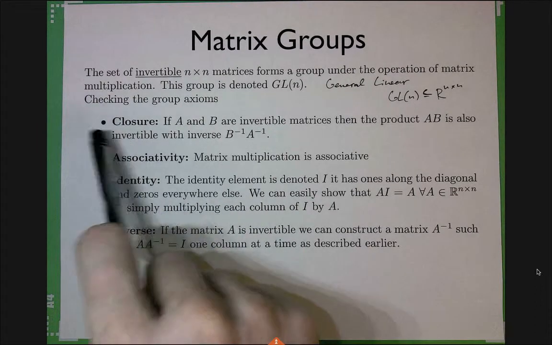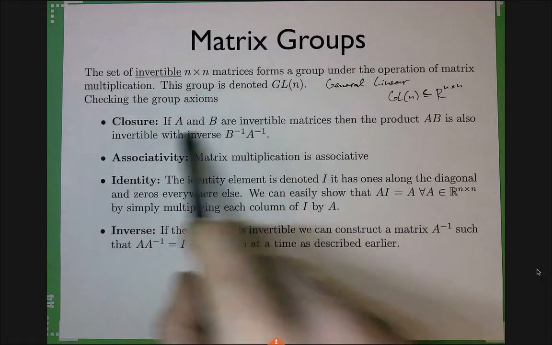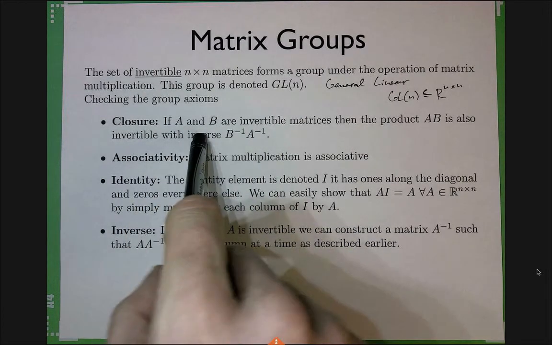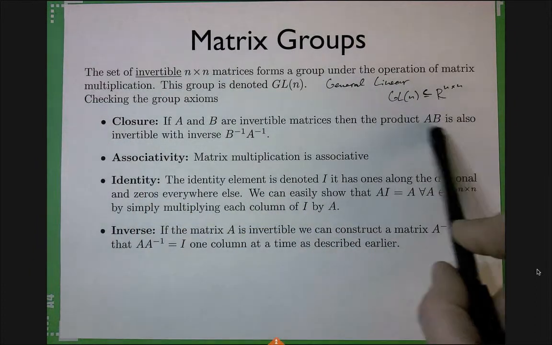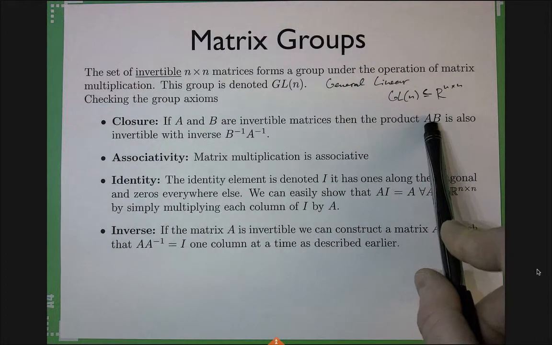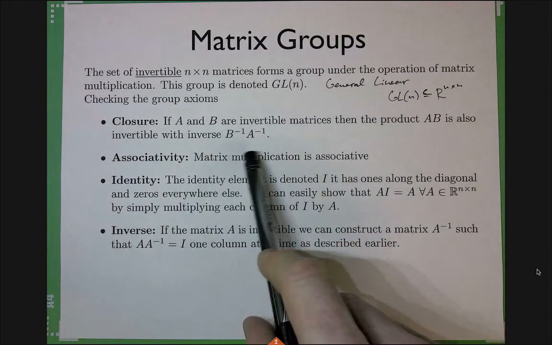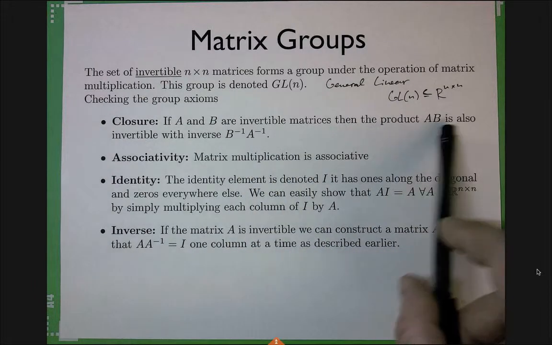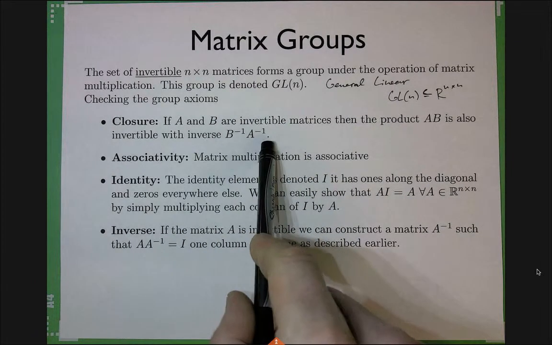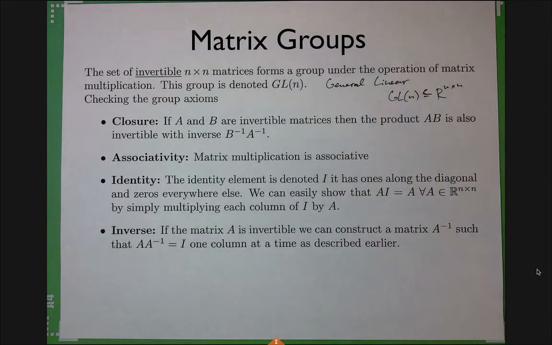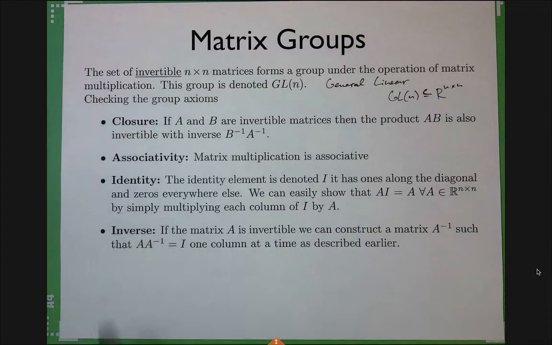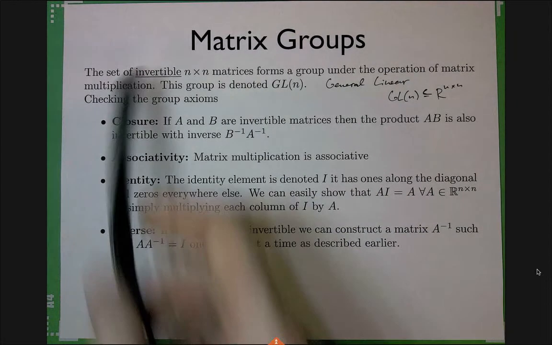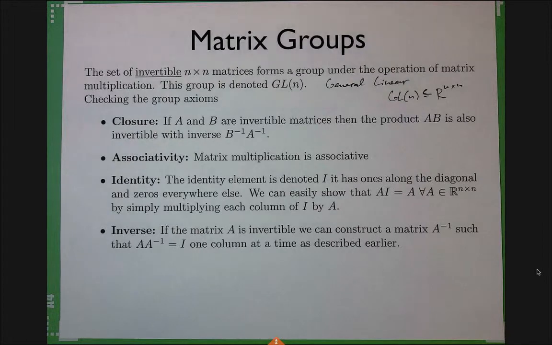So we need to check the axioms of a group. The first one is, if we multiply two matrices together, I need to get back an invertible matrix. So if A and B are invertible, the product also needs to be invertible. And that's true, right? Because what we discussed before is that the inverse of AB is just B inverse times A inverse, and clearly if I multiply these together, I get the identity. So this is the inverse of AB. So the inverse exists, and therefore this set is closed under the operation of matrix multiplication.